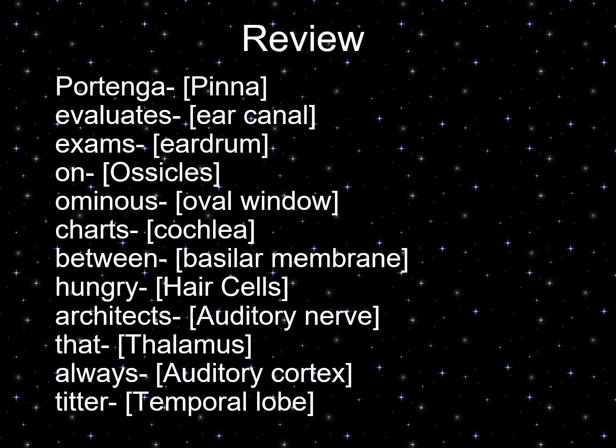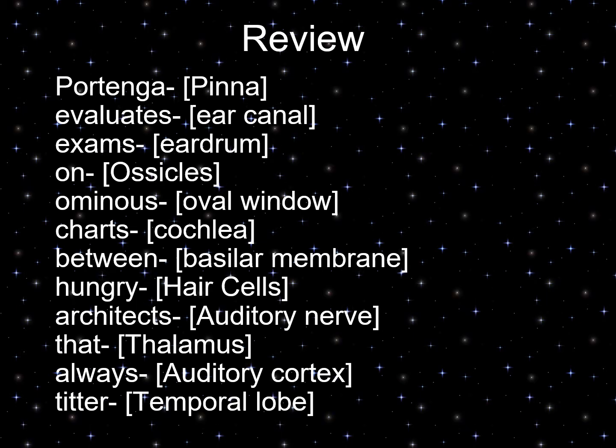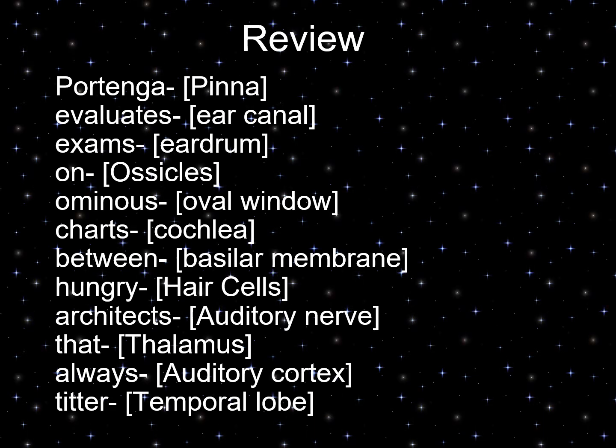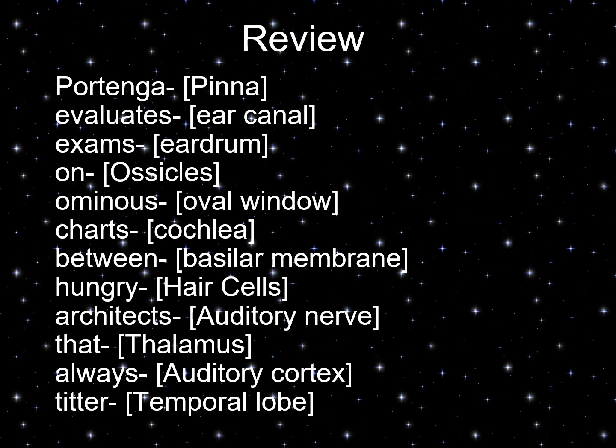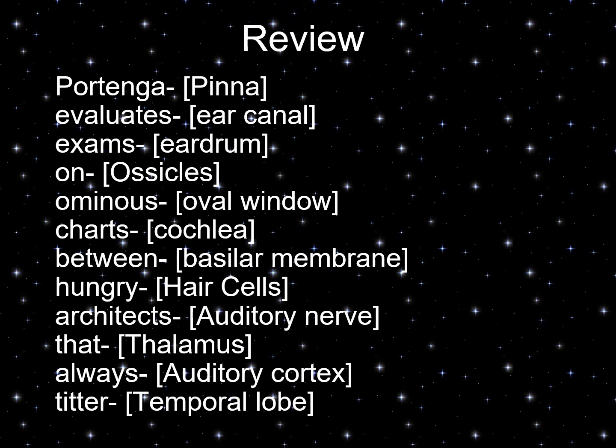So, the pinna, which is the outside ear, the ear canal, the eardrum, the ossicles, to your oval window, to your cochlea. Remember, very important because that's your inner ear where transduction occurs. A little review. Basilar membrane, hair cells, auditory nerve, thalamus. Remember the part of the brain that processes all of your senses except for? Hopefully you fill that in with smell. Auditory cortex, and then your temporal lobe.